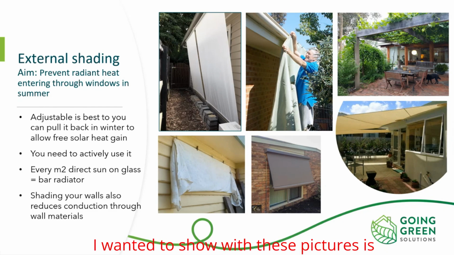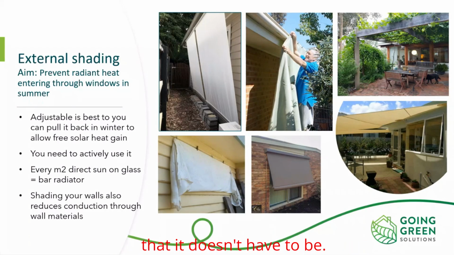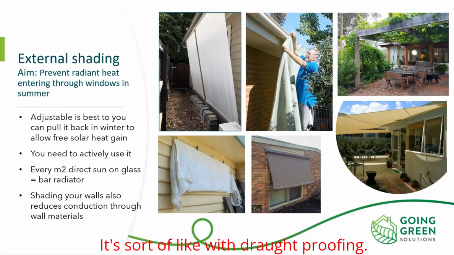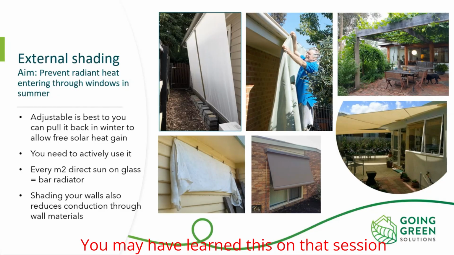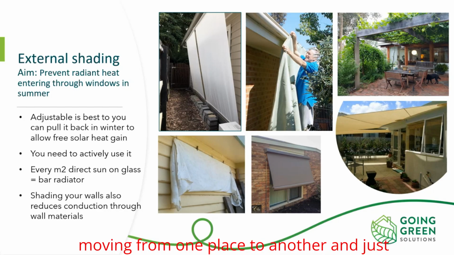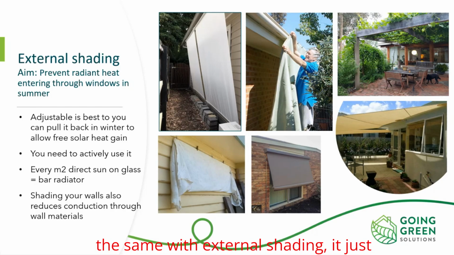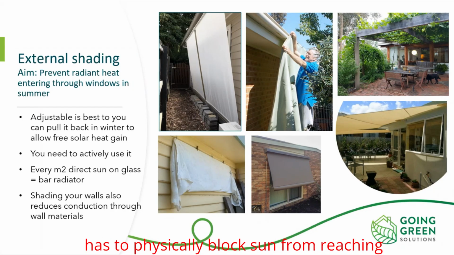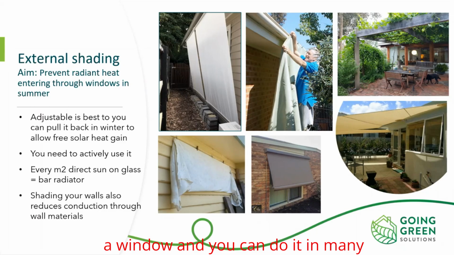What I wanted to show with these pictures is that it doesn't have to be complicated. It's sort of like with draft proofing. You may have learned this on that session you attended, that you've got to physically block the air from moving from one place to another. And just the same with external shading. It just has to physically block sun from reaching a window, and you can do it in many ways.